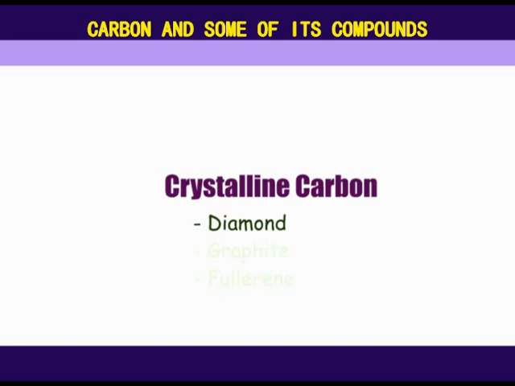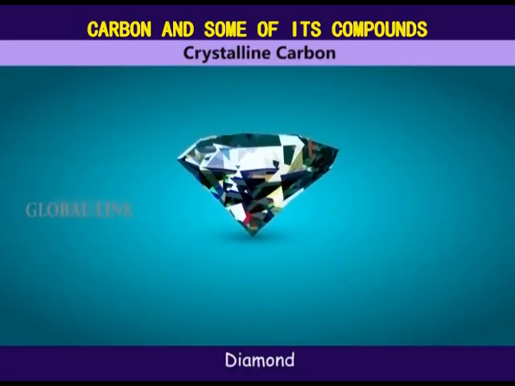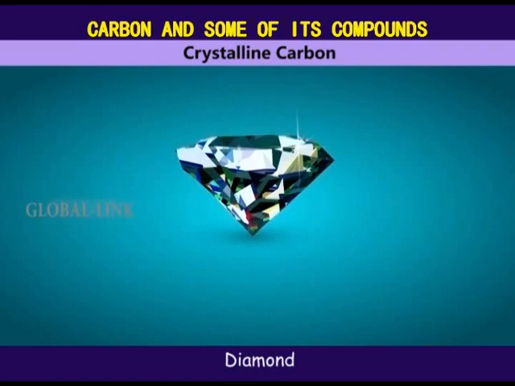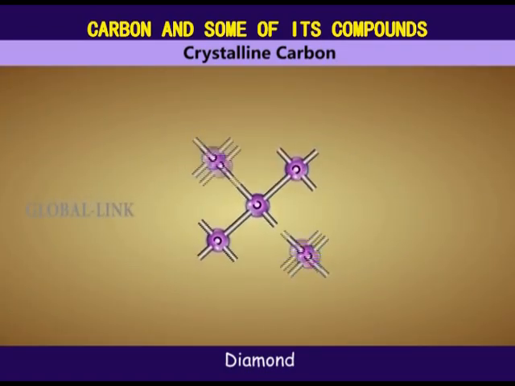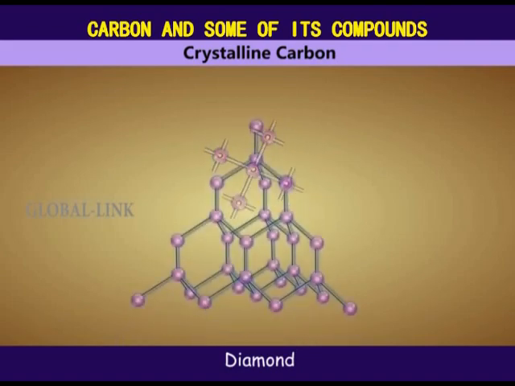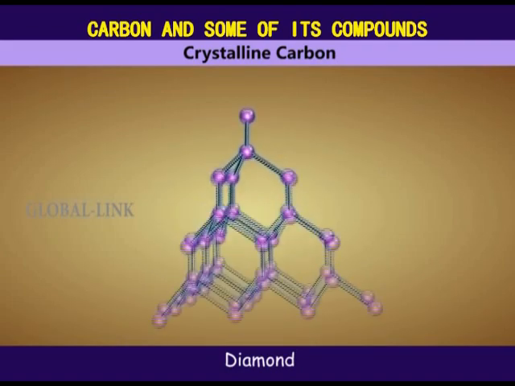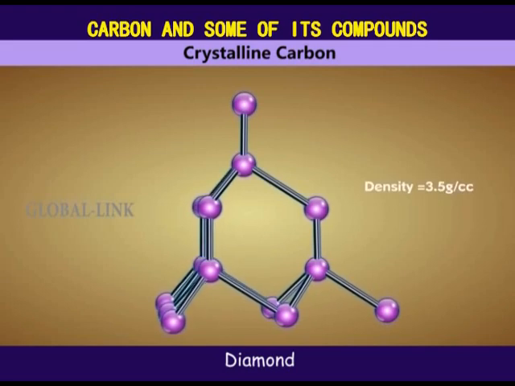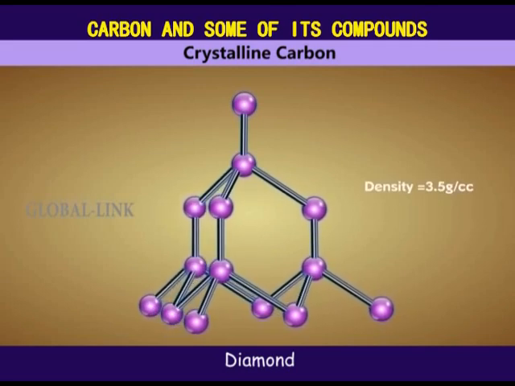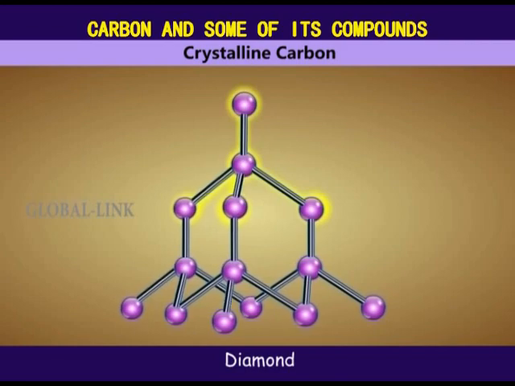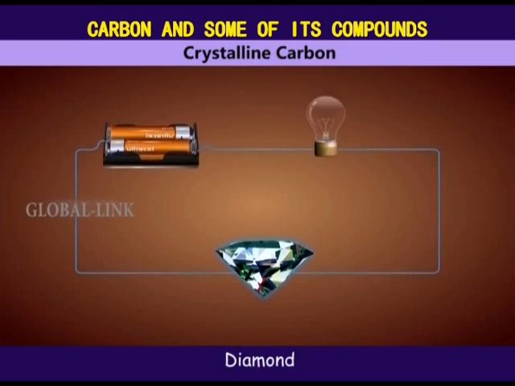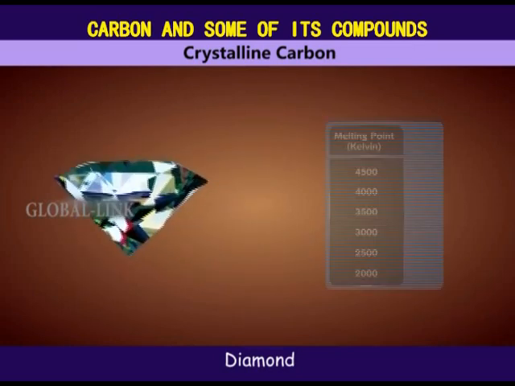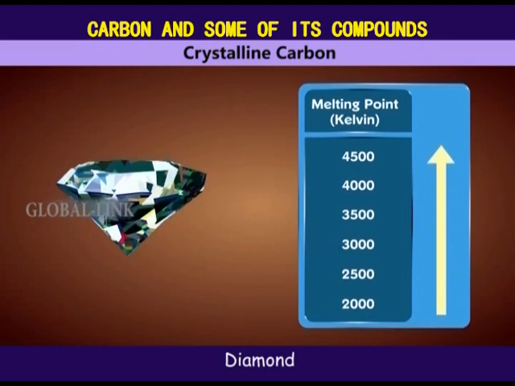Diamond. Diamond is the hardest form of crystal carbon. In diamond, each carbon atom is bonded to 4 other carbon atoms by covalent bonds, forming a rigid 3-dimensional structure. Diamond's density is 3.5 grams per cubic centimeter. Here, no electrons are available as they are all involved in bonding. Because of the absence of free electrons, diamond is a bad conductor of electricity. Diamond has a high melting point of 400 Kelvin or more.